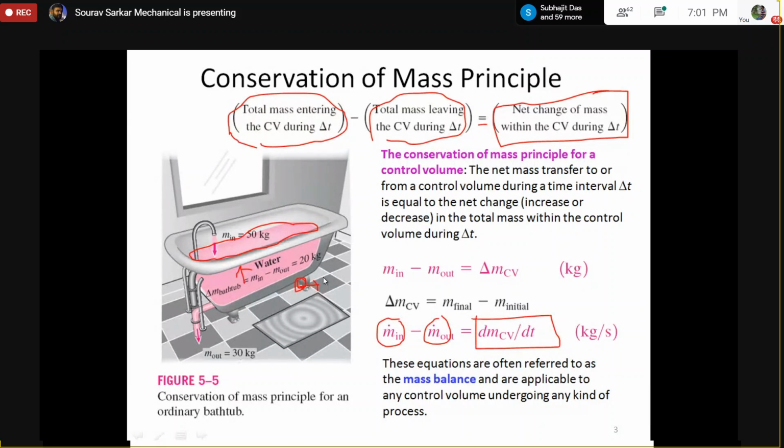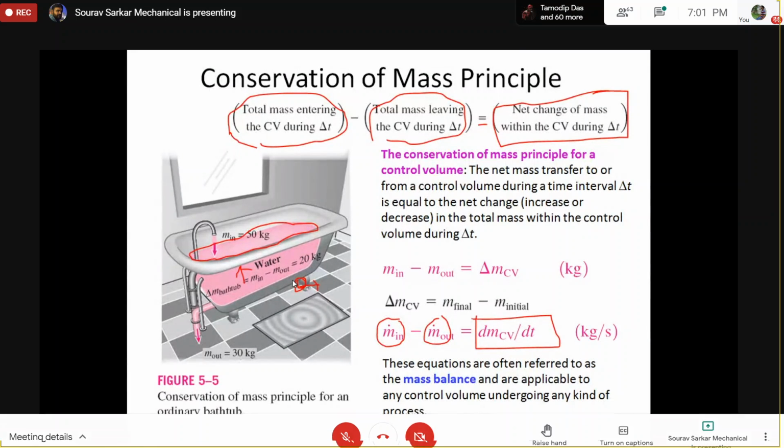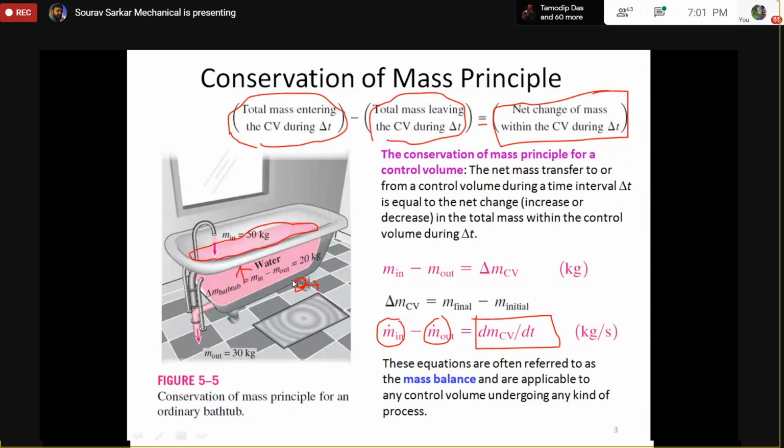So basically what I'm trying to say is that whatever mass is coming into the system, it may not be the same mass that is going to leave the system. There might be accumulation. But if there is no accumulation, in that case we can say whatever is coming, that same thing is basically leaving the system. So there is no accumulation. But there are possibilities where the accumulation can happen. Is that right? So that is basically the conservation of mass principle.